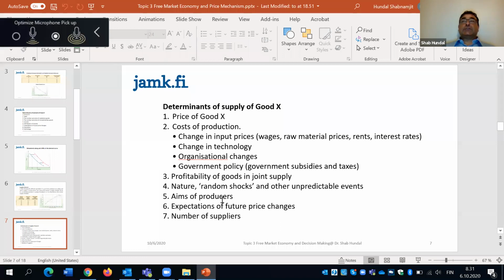This, in the extreme form, is called dumping. Dumping is when you are really selling cheaper in the international market, because you want to erase your competitors, you want to change the whole dimension of the game, but then you're charging more price from your local consumer so that you are able to remain financially sustainable. So the aims of the producers are also very important.